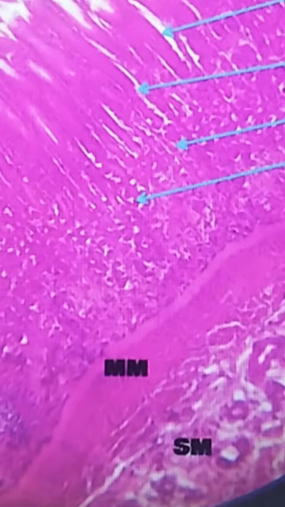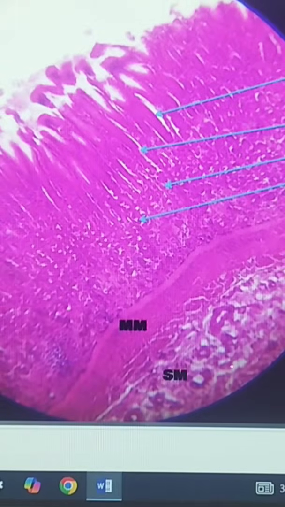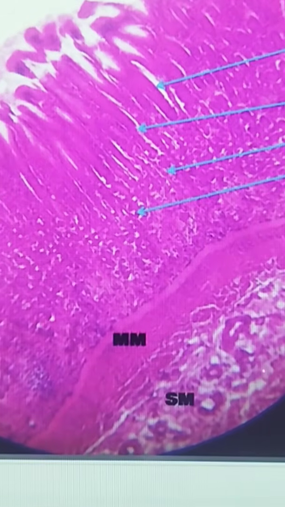Now in this particular picture, we are not seeing muscularis externa or the serosa, which is not visible, but actually you have presence of muscularis externa as well as serosa. But in this particular field of focus, we have kept only till submucosa.